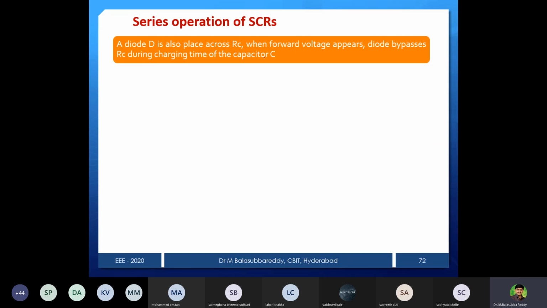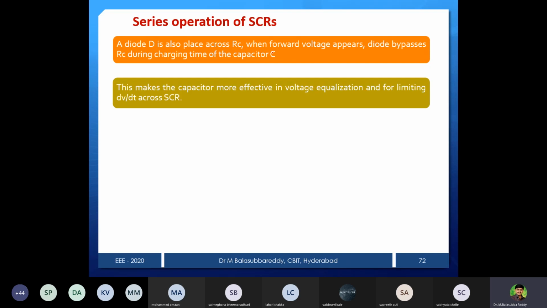And a diode is also placed across RC. When forward voltage appears across the diode, it bypasses, that is why we are using one diode. That makes the capacitor more effective in voltage equalizing and limiting the dV by dt across the SCR. What is dV by dt? If supply is suddenly given, the rate of change of voltage increases beyond the specified value and the device is going to trigger. That's why we need to connect a capacitor across that resistor, nothing but a snubber only.